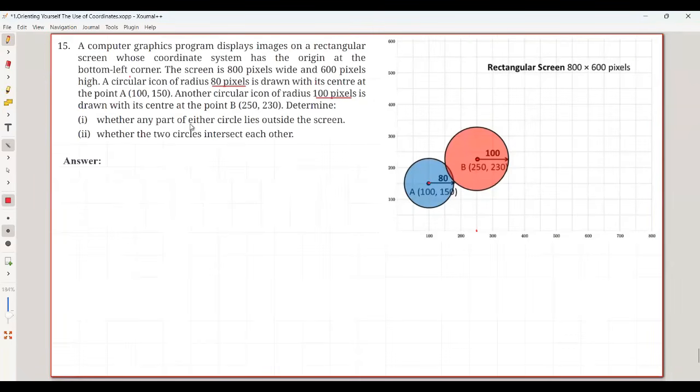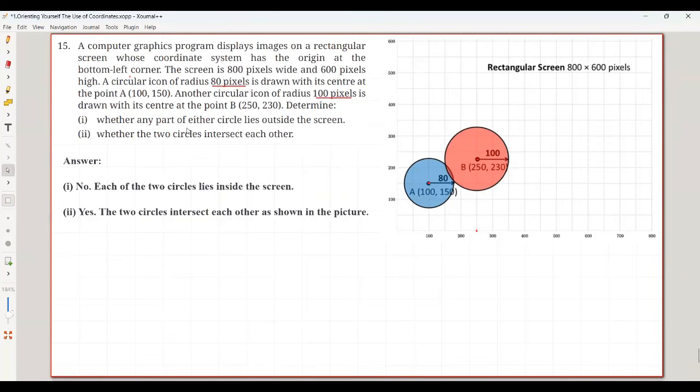Now, does any part of either circle lie outside the screen? This is the screen. Is any circle coming outside? The answer is no, because both circles are inside the screen. Second, do the two circles intersect each other? Yes, both circles intersect each other. I'll just show the answer.